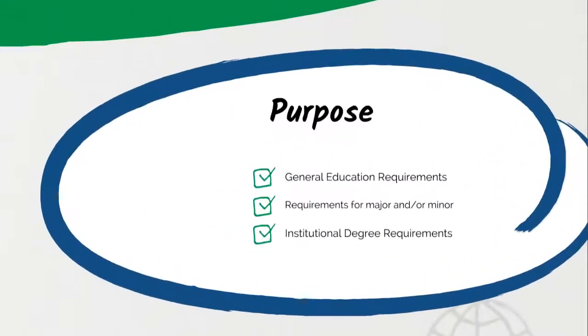The purpose of CAPP is for students to determine the general education requirements that they have completed and those that are still needed for their degree, as well as general requirements for their major or minor, and institutional degree requirements. So CAPP is your degree evaluation.